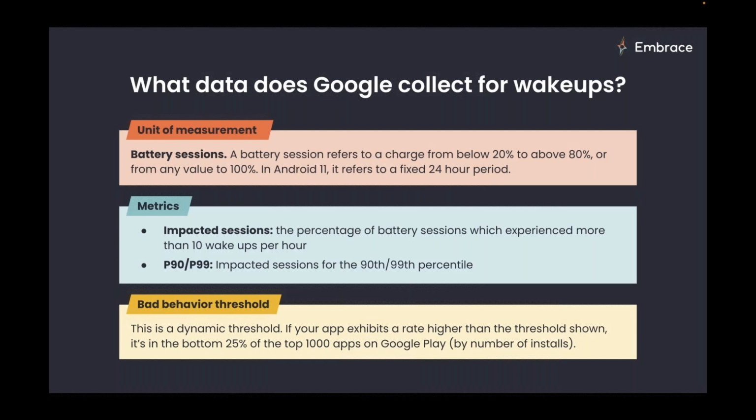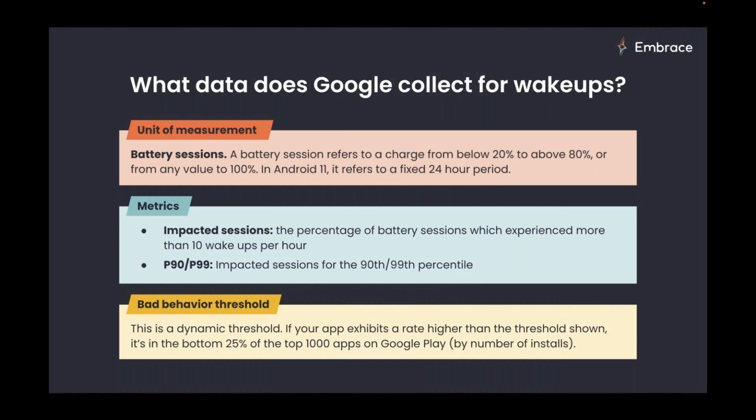The metrics which Google displays for this are the number of impacted sessions. That's the percentage of battery sessions which experience more than 10 wake-ups per hour. So that would be one alarm every 6 minutes. And you also get P90 and P99 values, which can be quite useful if you need to figure out whether there's a certain manufacturer or OS level which is disproportionately affecting you.